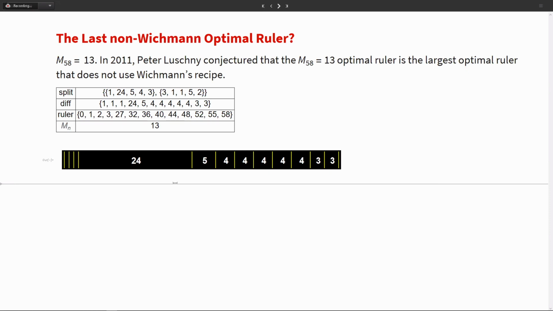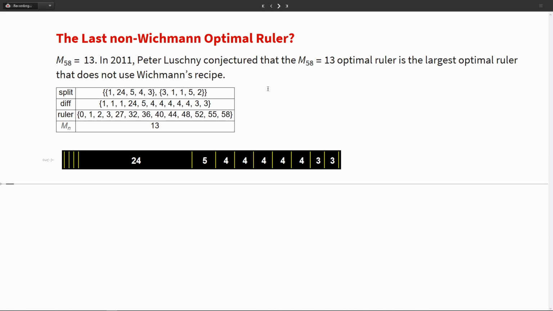Here is the last known ruler, which is both optimal but not a Wickman ruler. It has length 58, and it's predicted that this is the last non-Wickman optimal ruler. It has 13 marks, and there it is. It's a somewhat unusual construction. And I believe that this is the last one. I'm not sure of that, though, and I have no way of proving it.